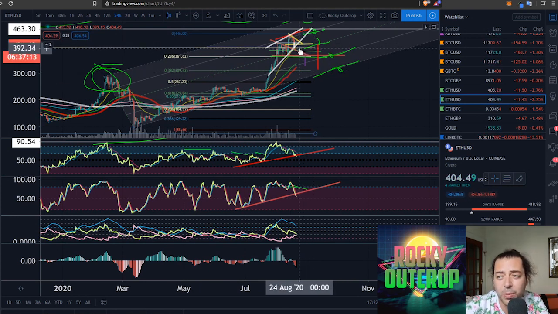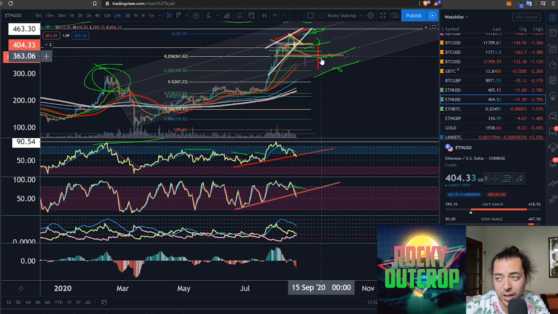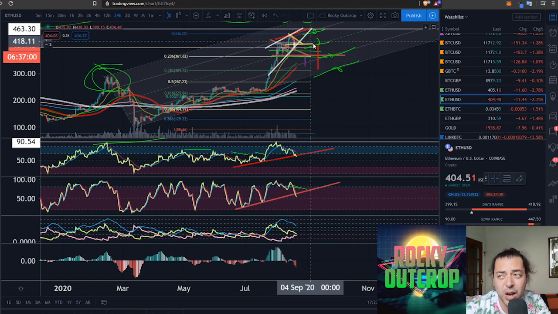If that were to happen, it would maybe offer up a decent buying opportunity, but I would be quite cautious about it. Like I say, negating that hidden bullish divergence and potentially looking down towards these other targets, with a potential breakout of the overall rising wedge pattern here on the Ethereum chart.